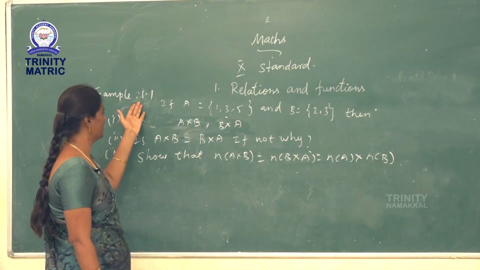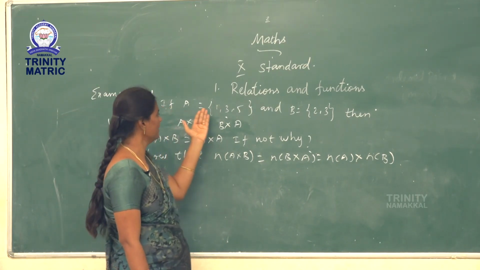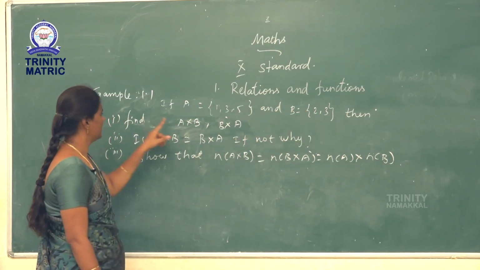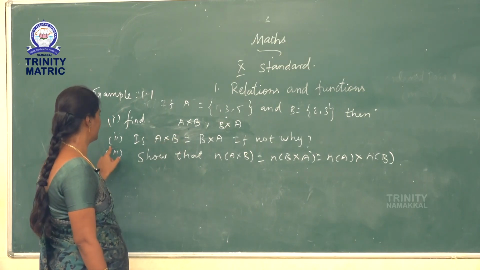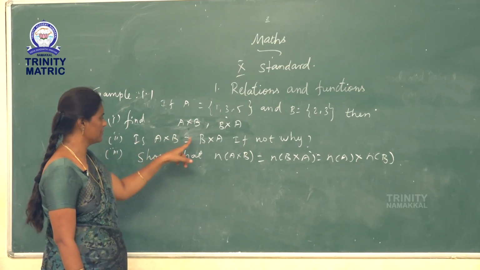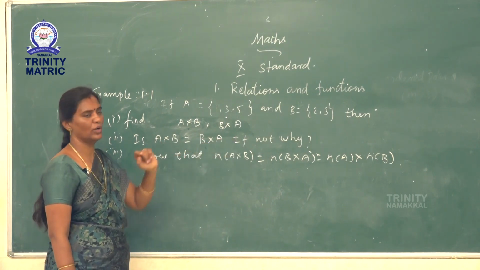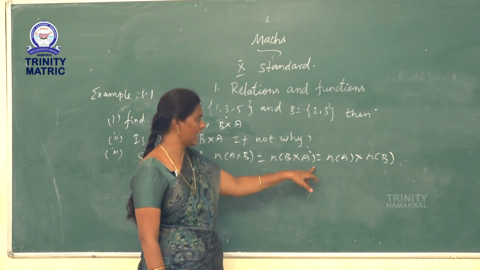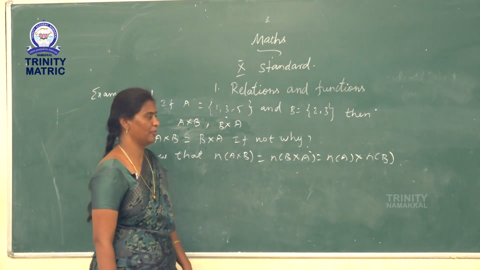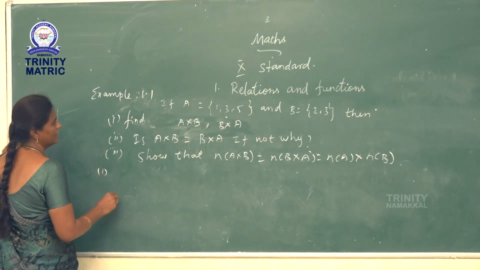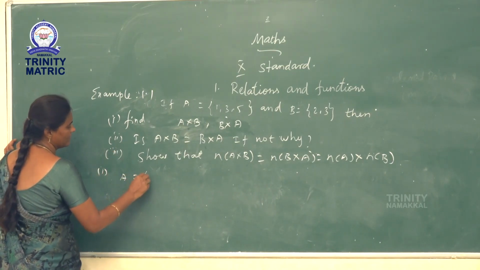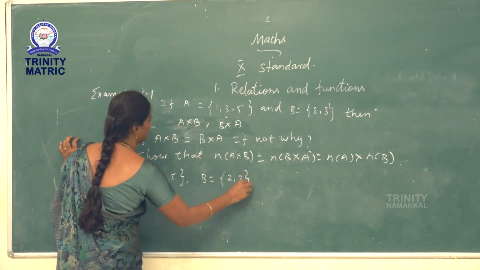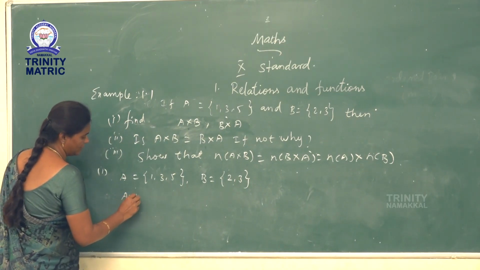See the first example. If the set A is given as 1, 3, 5 and the set B is given as 2, 3, then find A cross B and B cross A. Second, is A cross B equal to B cross A? If not, why? Then third, show that n of A cross B is equal to n of B cross A, which is equal to n of A into n of B. First we find the first one. What is given? The set A is equal to 1, 3, 5 and the set B is equal to 2, 3. First we have to find A cross B.